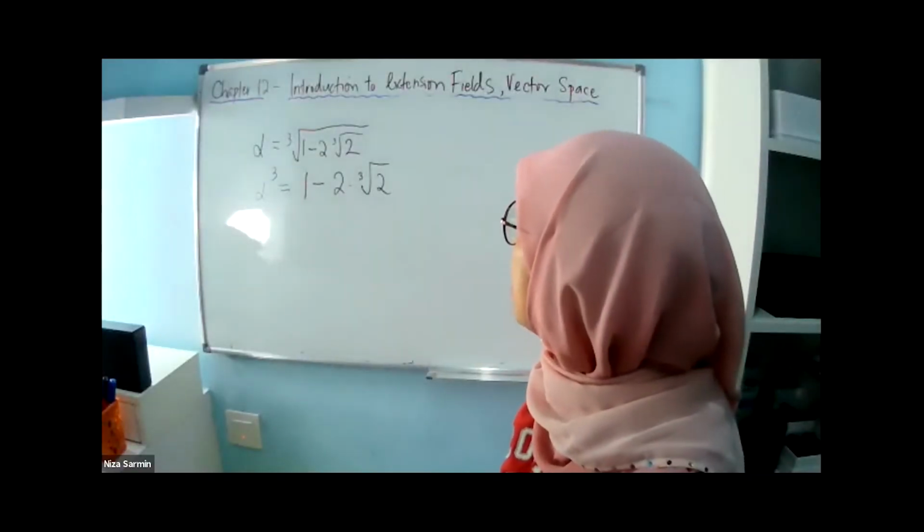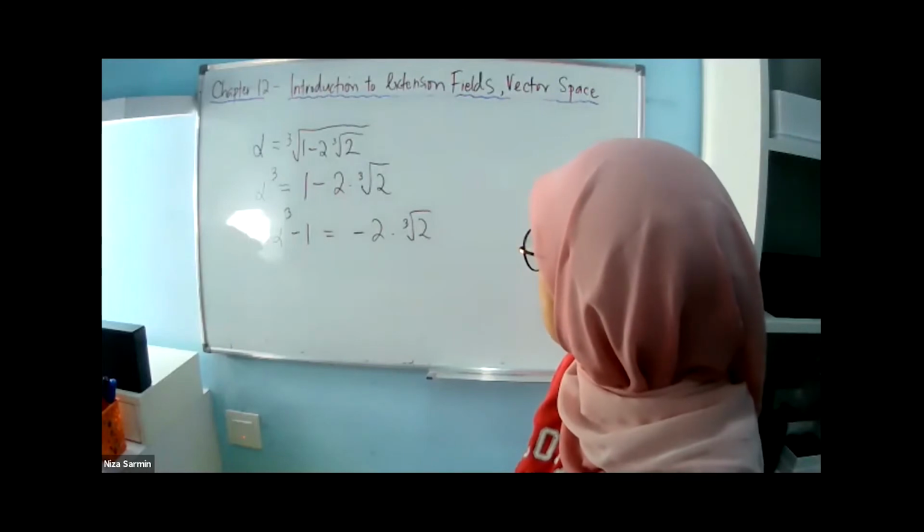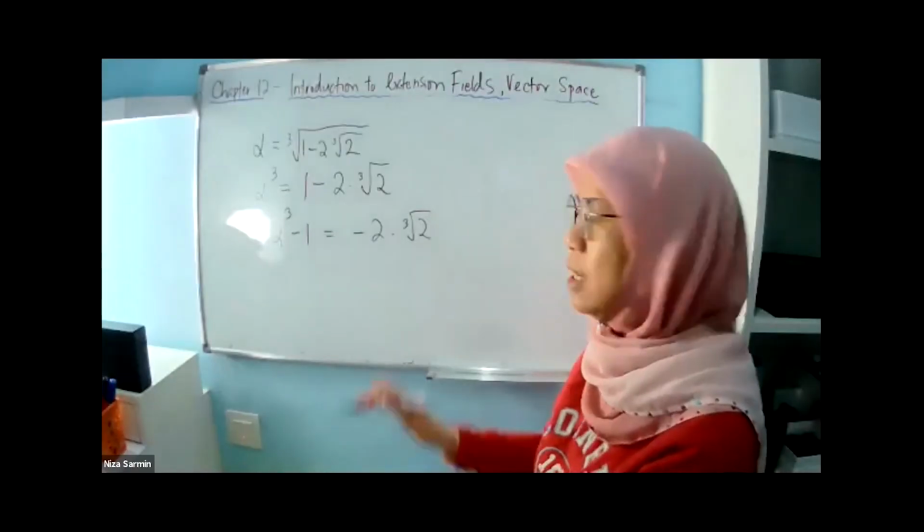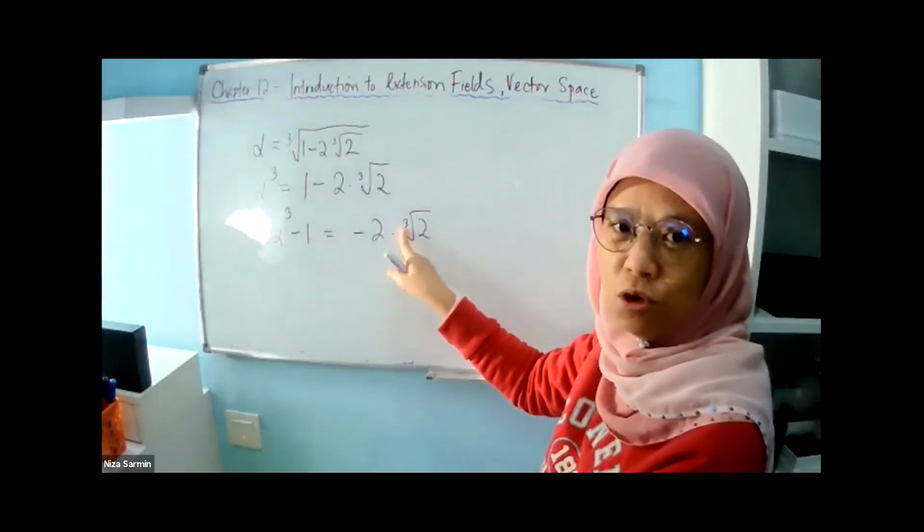Just cube both sides, right? Cube. So this is gone, right? Because this is to the power of one. So you have only 1 minus 2 times. Okay, next. Just shift the 1 right here to the left. Yes. Bring 1 here so I can get. Okay, and then maybe cube again. Cube again, right? Cube again because we have this cube here.